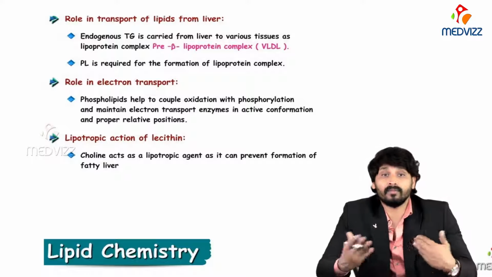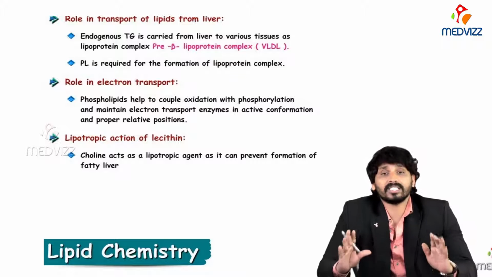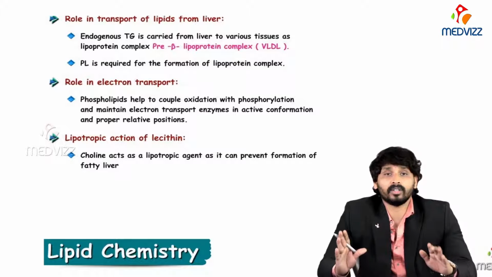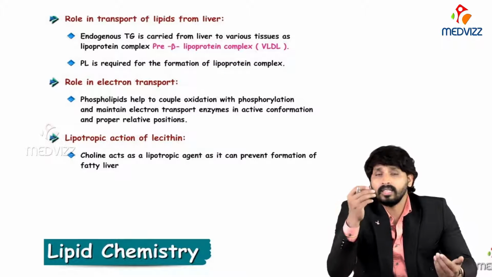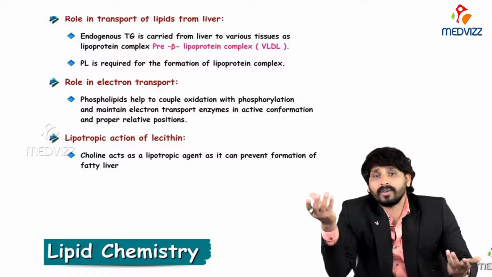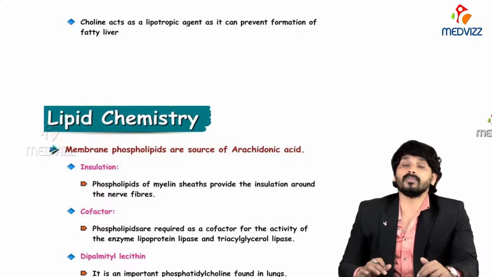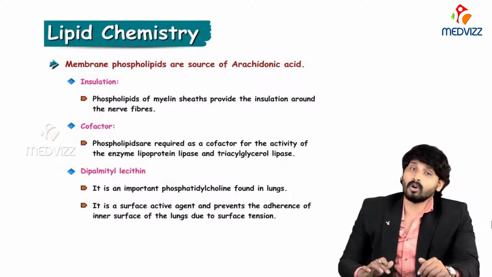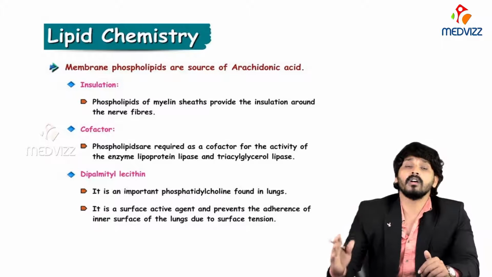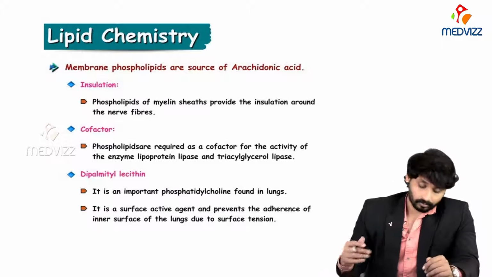And lipotropic factors. Lipotropic factors are the factors which prevent fatty liver, especially lecithin. Lecithin is a phospholipid, a type of glycerophospholipid, and it prevents fatty liver. Choline acts as a lipotropic agent and can prevent the formation of fatty liver. Fatty liver is excess accumulation of TAG in the liver. If more phospholipid is available, it forms more lipoproteins like VLDL, and it can transport most of the triacylglycerol from the liver to other parts, hence preventing fatty liver.